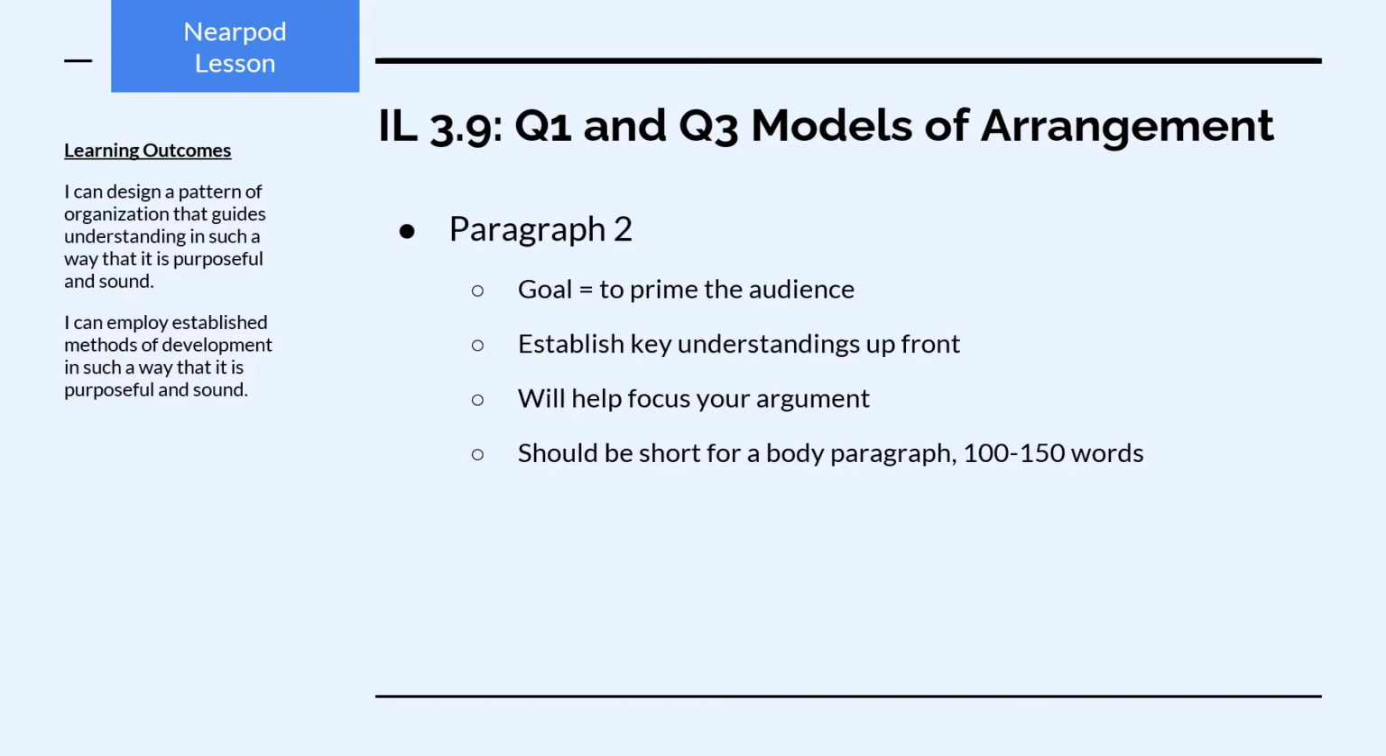Paragraph 2 is where things really start to change from that traditional model. As we know from the second stage of effective arrangement, the next goal after engaging the audience should be to prime their understanding, to give them what they need to understand up front before you start making your supporting arguments. So in that second paragraph, we're going to use it to establish whatever key understandings we need to establish up front that will help us focus our argument in the rest of our essay. This paragraph 2, it's a body paragraph, but it should be a short body paragraph. It should really be no longer than the introduction, at about 100 to 150 words.